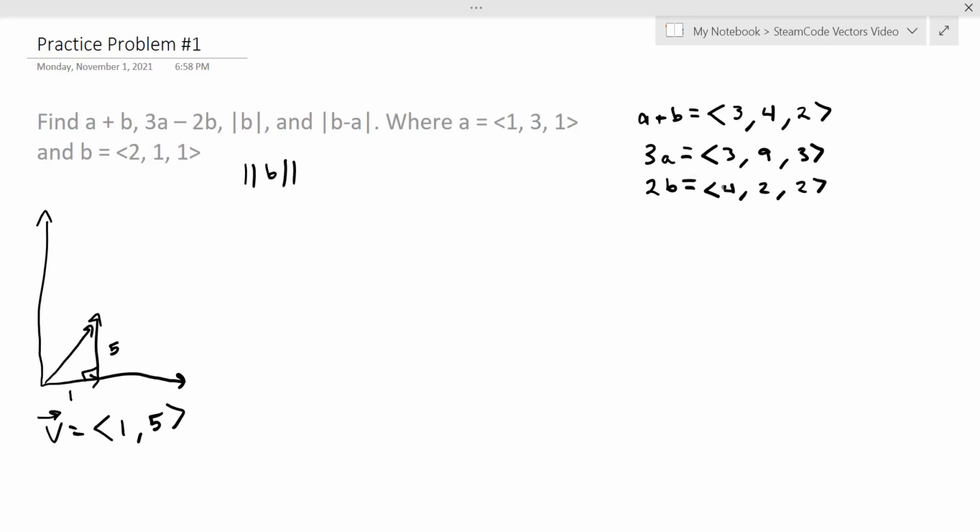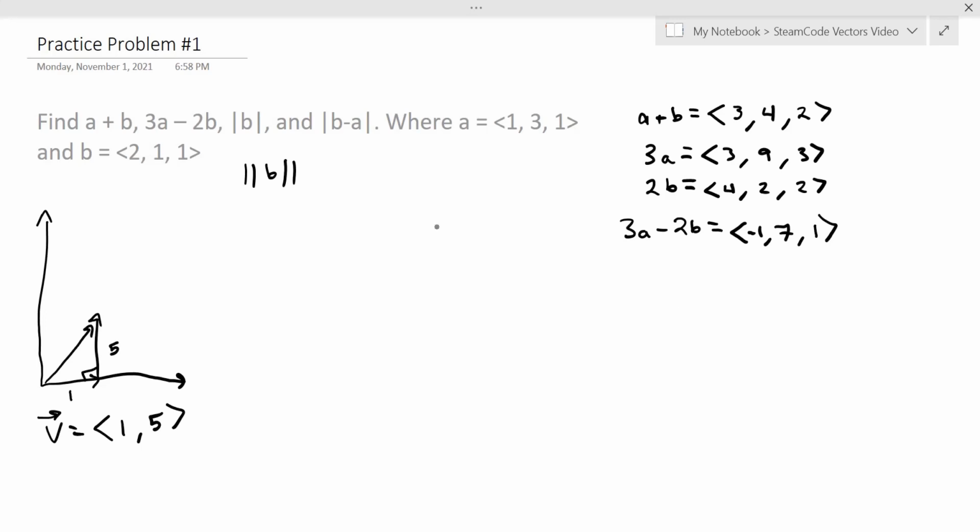What's 3a minus 2b? Subtract their components. 3a minus 2b is equal to 3 minus 4, which is negative 1. 9 minus 2, which is 7. And 3 minus 2, which is 1.